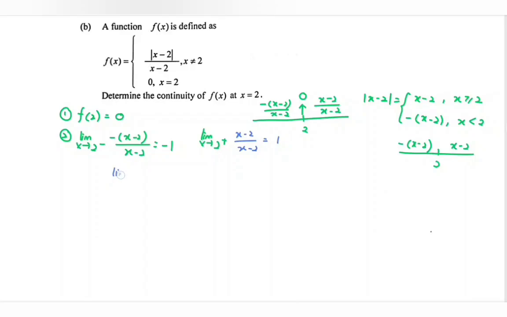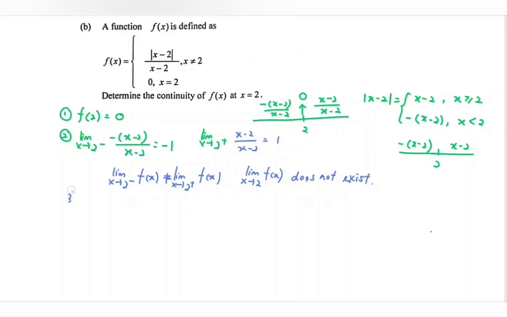So is the limit when x approaches 2 from the left for the function f(x) equal to the limit when x approaches 2 from the right for the function f(x)? Notice that from the left we have negative 1, from the right we have 1. So the situation is not equal. Again, the limit when x approaches 2 for the function f(x) does not exist.